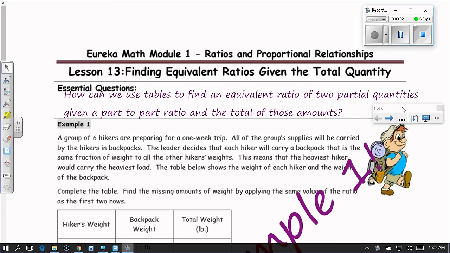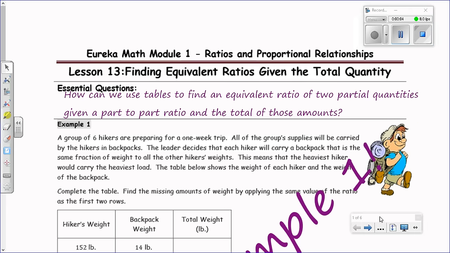Hello everybody, this is Module 1, Lesson 13. We are finding equivalent ratios given the total quantity. So we'll talk about that in a minute, what that means.